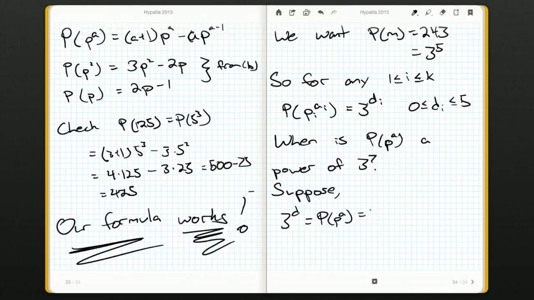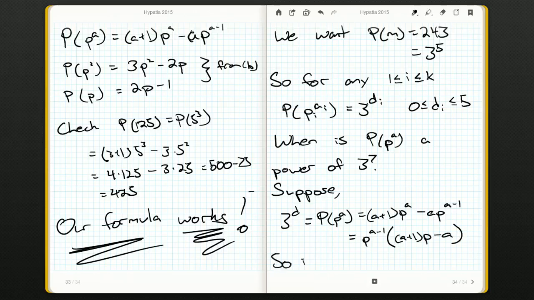So P of P to the A, well, we have a formula for that. It's (A plus 1) P to the A, minus A P to the A minus 1. And we can take out a factor of P to the A minus 1, and we're going to be left with (A plus 1) P minus A. So if A minus 1 is at least 1, then we must have P is equal to 3. And that's pretty powerful.